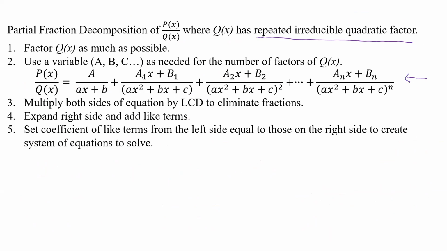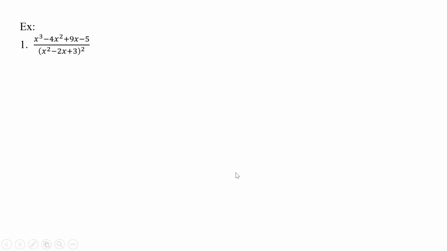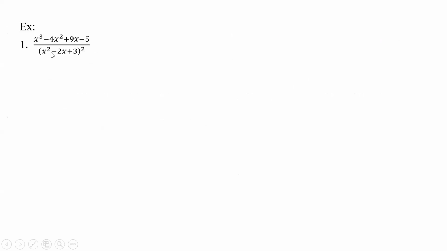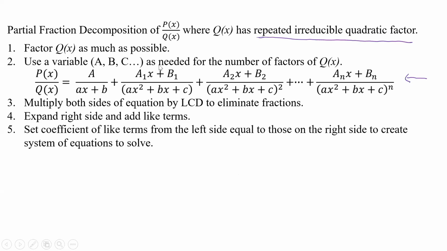And so we're going to have some a1x plus b1 over the first one, plus some a2x plus b2 over the second one squared, and so on. Okay, and then the rest of it we do exactly the same. All right, so this one's nice. Again, it's already factored, and we don't have that first a term. All we have is that number, so we're going to have this one plus this one.